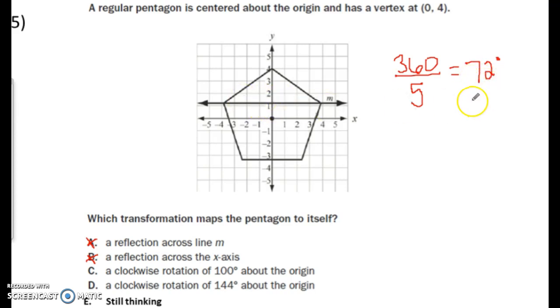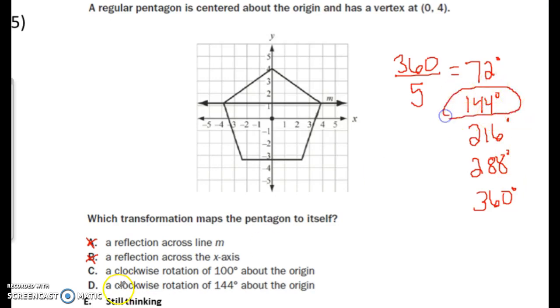So you could rotate it 72, and then if we add 72 to that, that would be 144. If we add 72 to that, it would be 216, 288, and 360. So these are all of the rotations that you can make for this pentagon to map back onto itself. So 144 is one of those, so that would work.